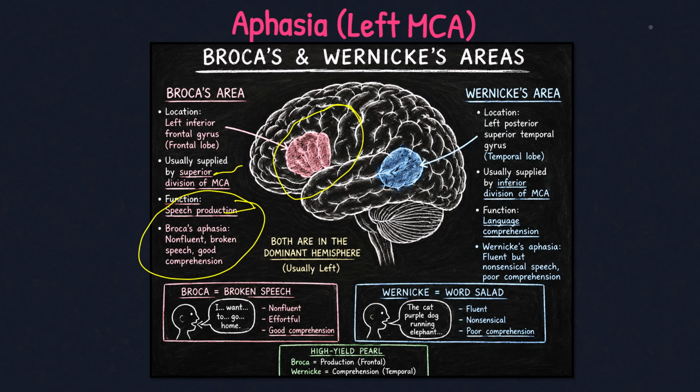Wernicke's area, on the other hand, is in the left posterior superior temporal gyrus of the temporal lobe. It's usually supplied by the inferior MCA, and its function is language comprehension. And that is why in Wernicke's aphasia, the patient is going to be fluent, but their speech is going to be nonsensical, and they're going to have poor comprehension. People tend to remember Wernicke's by word salad, fluent, nonsensical, and poor comprehension.